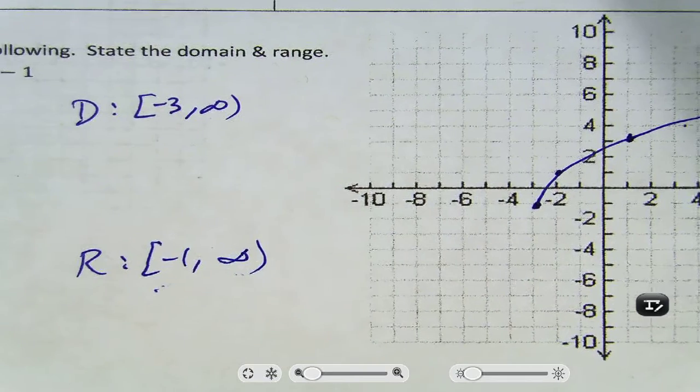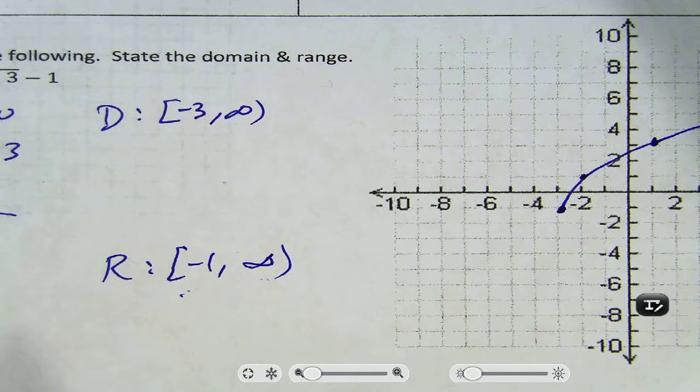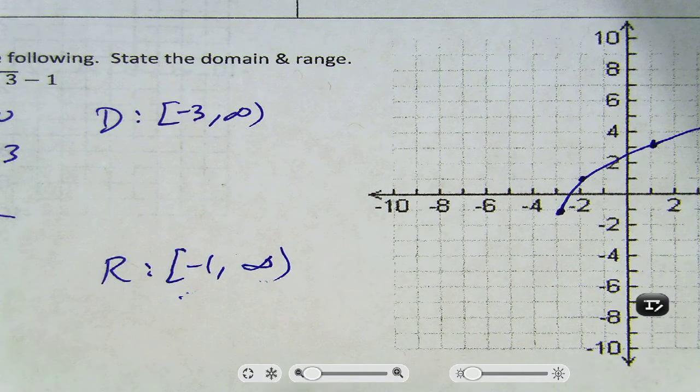Wait, is that C? That's A, the one we skipped. We left off the range of A. It was your job to remind me.